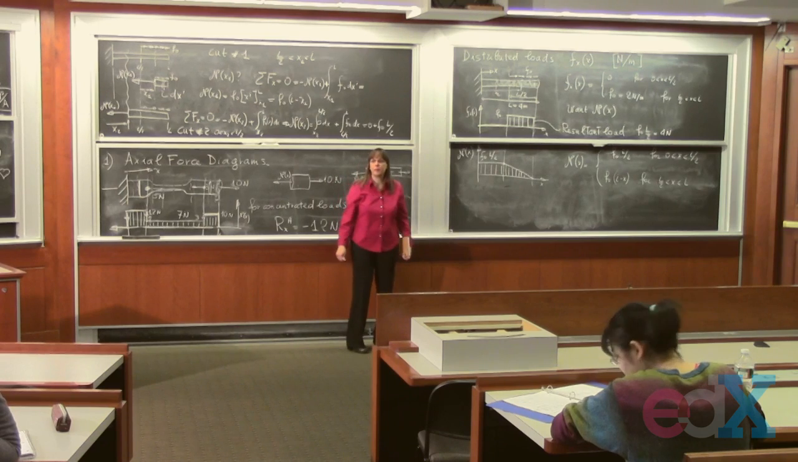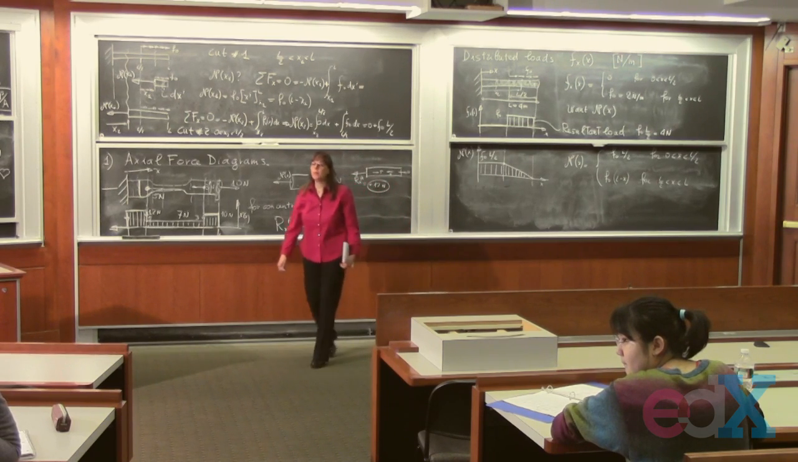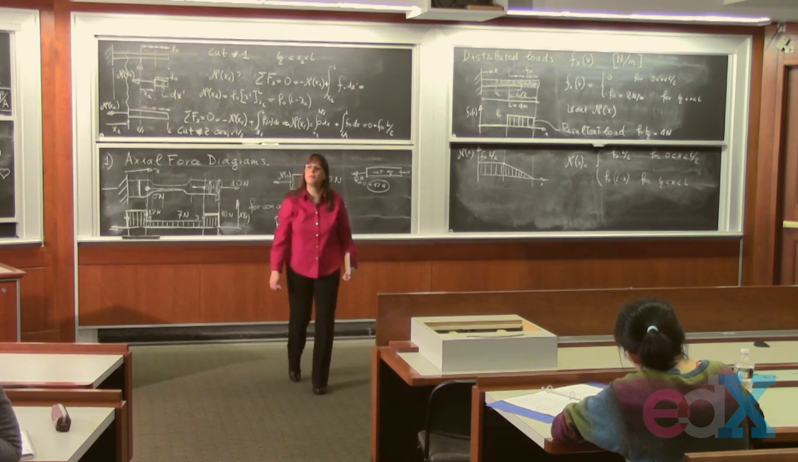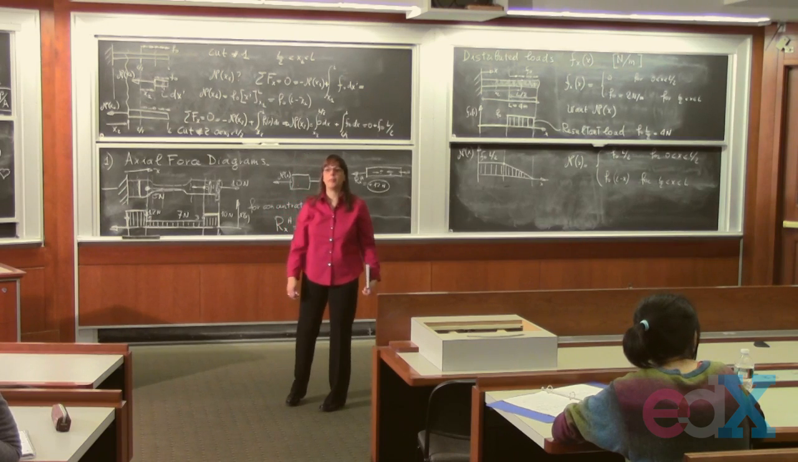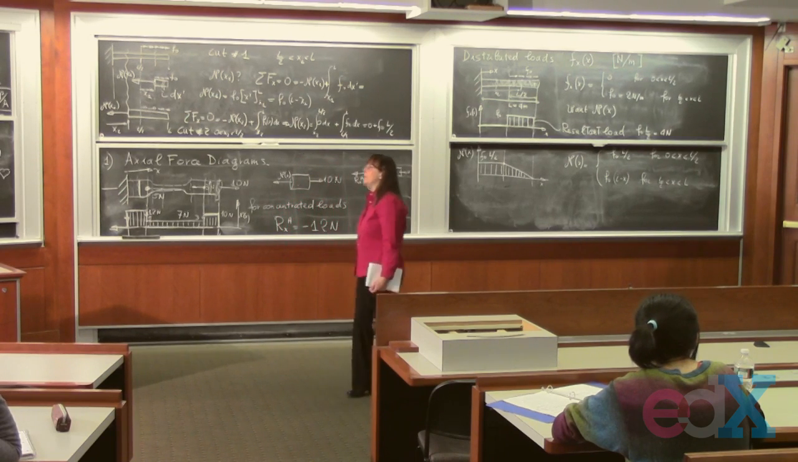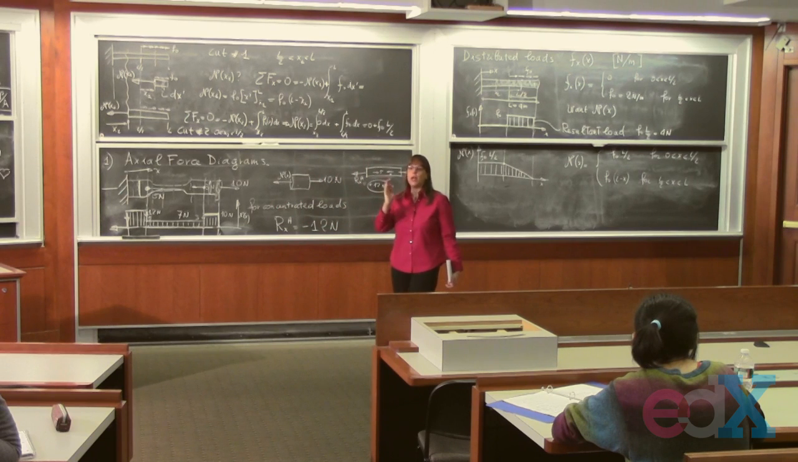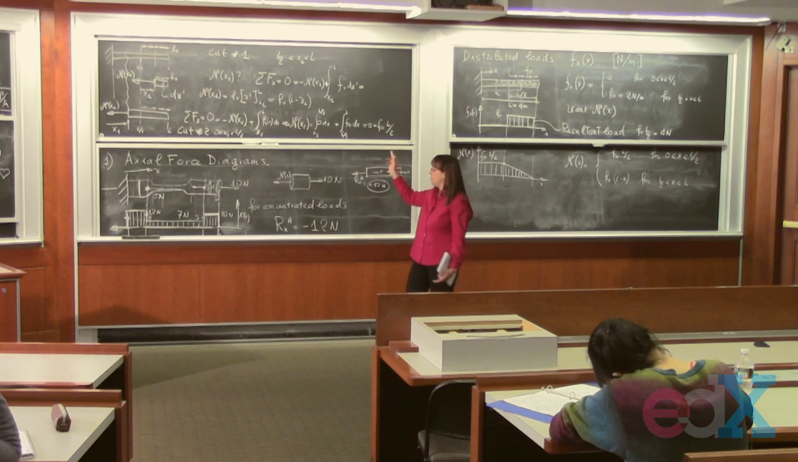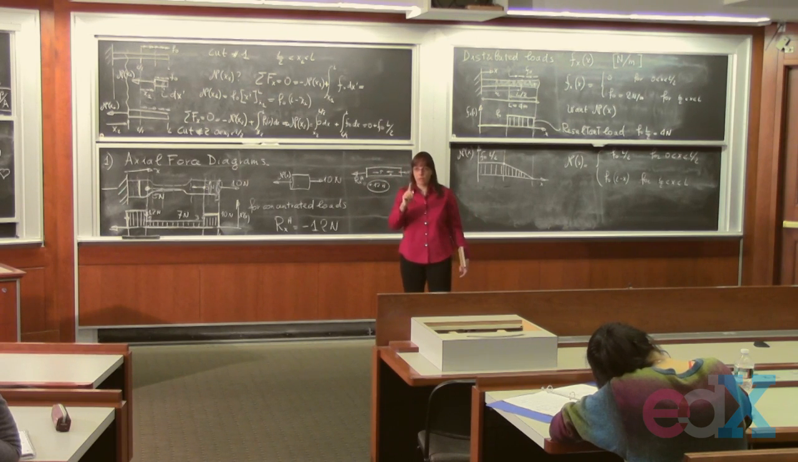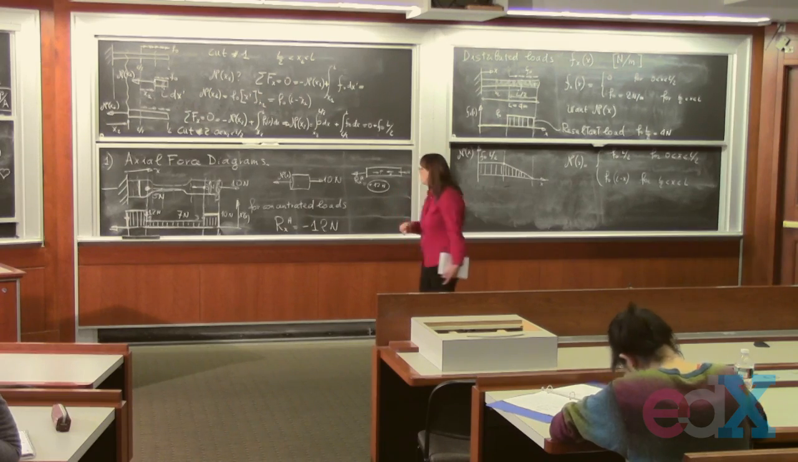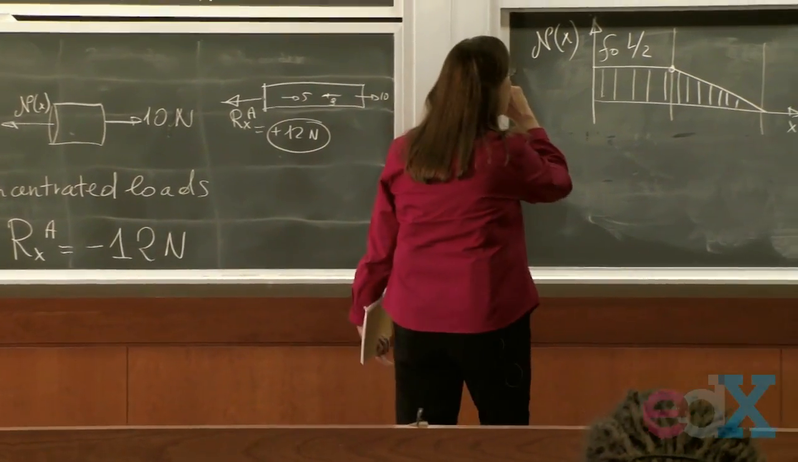Yes? You might ask this earlier, but so x1 is only from L over 2 to where the cut is, right? x1 is any x. So x1 is just a generic x that happens to be between L over 2 and L. Any position I choose between those two bounds is going to give me the same equations. Thank you. We good? OK. So what is the cool thing?